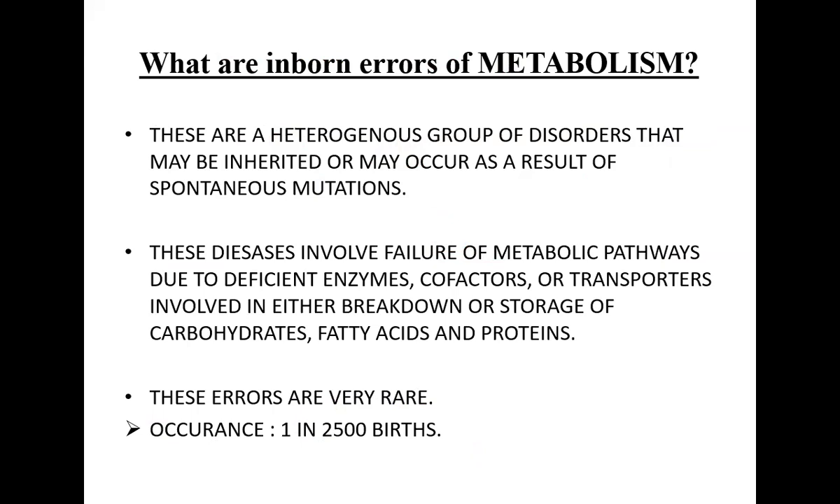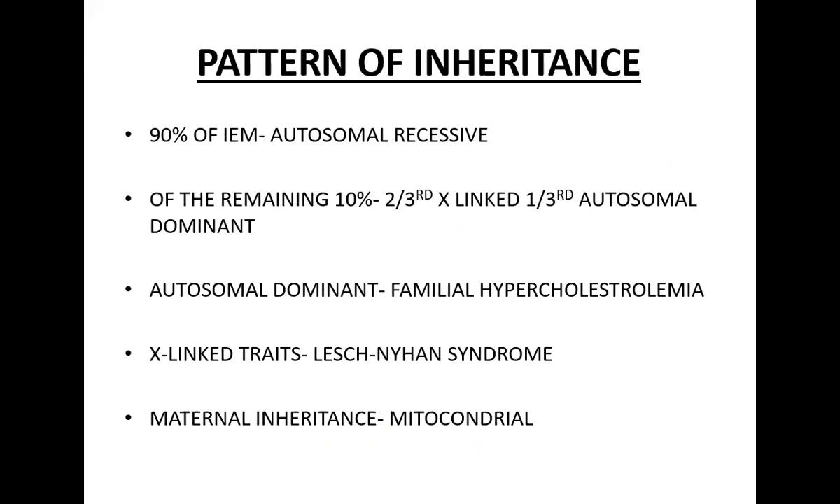These errors are very rare, and their occurrence is 1 in 2,500. Pattern of inheritance: 90% of inborn errors of metabolism are autosomal recessive. Of the remaining 10%, two-thirds are X-linked and one-third are autosomal dominant. Autosomal dominant, since it's a rarity, there are only a few disorders. The one is familial hypercholesterolemia, and the X-linked trait is Lesch-Nyhan syndrome, and the maternal inheritance includes mitochondrial disorders of energy.